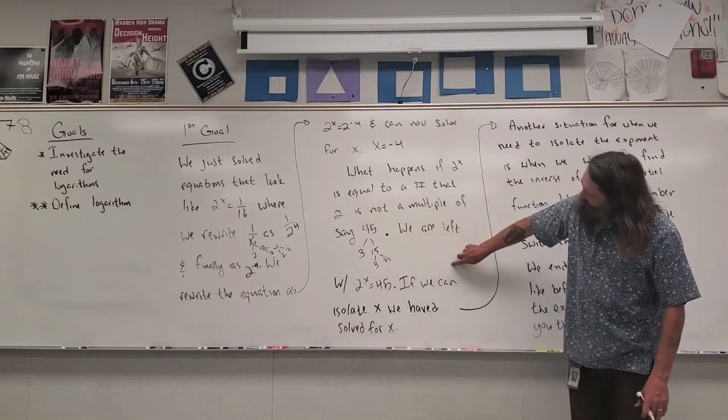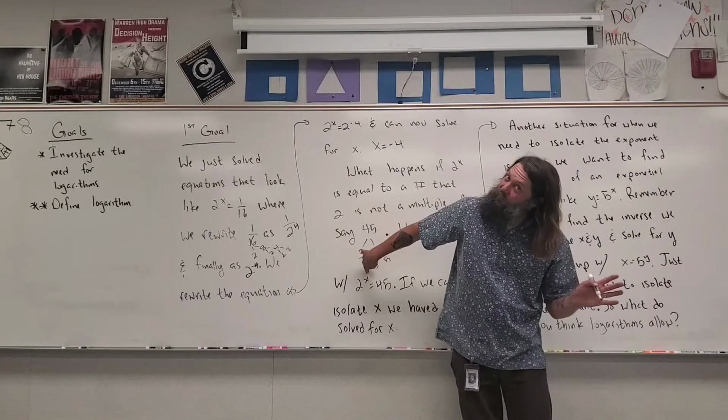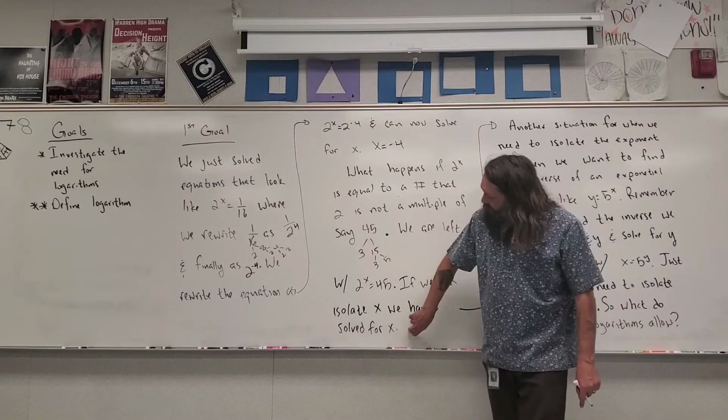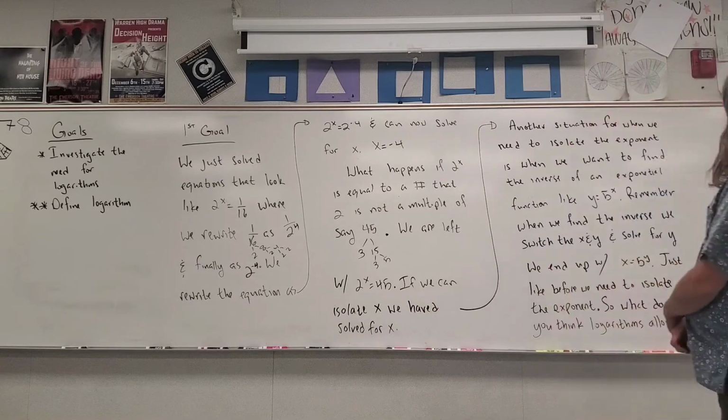Now, if we can isolate the x somehow, it's an exponent, not a base number. We can't divide away the 2, right? But if we can isolate the x, we have solved for x. Okay? All right, let's move on.